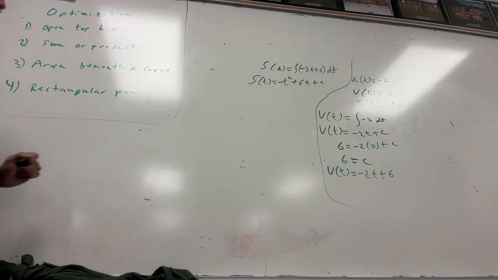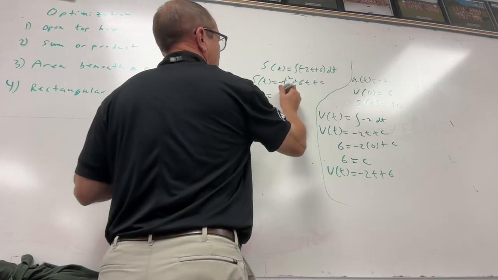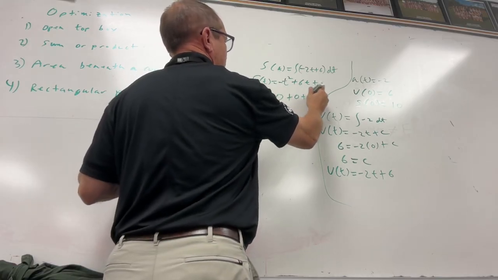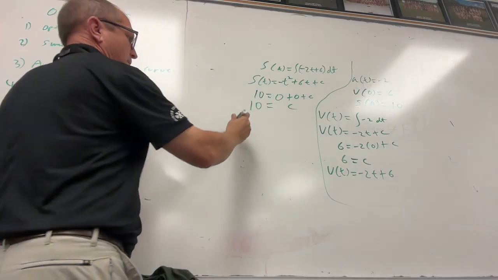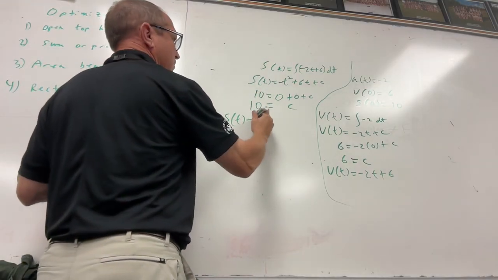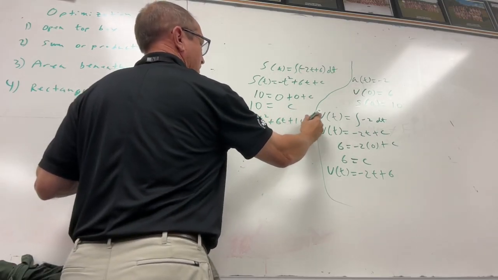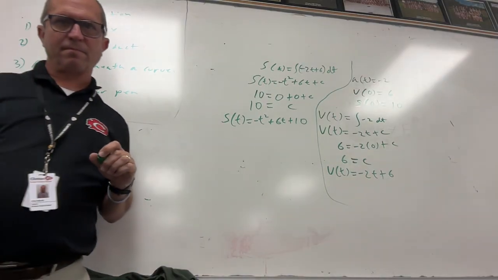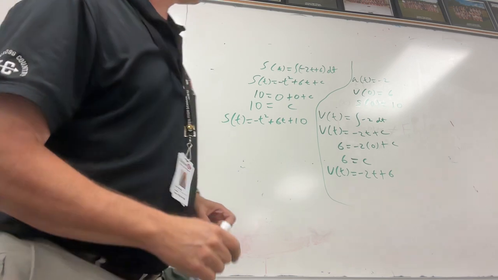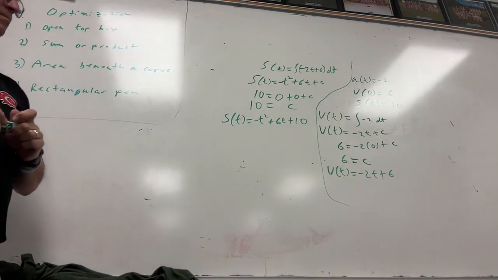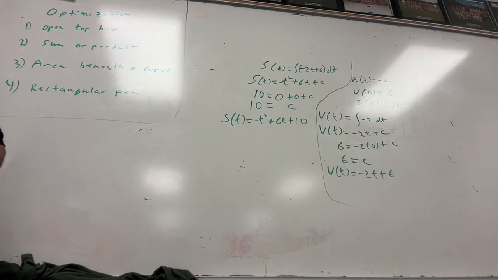Okay. So S of 0 is what? 10. So 10 equals 0 plus 0 plus c. So c equals 10. So my position equation here is negative t squared plus 6 times t plus 10. Any other question there? All right.